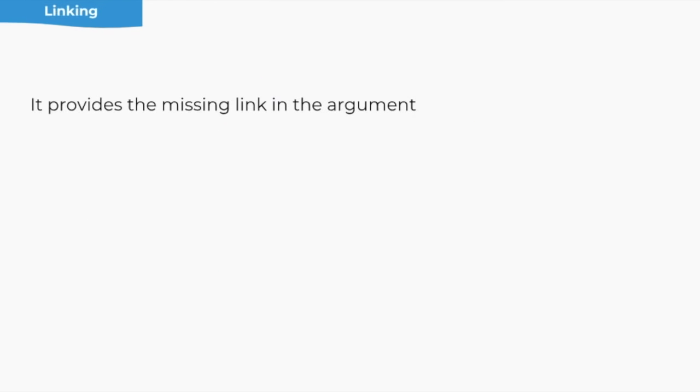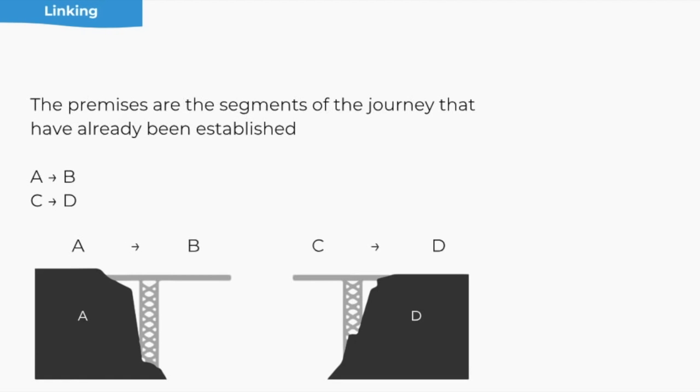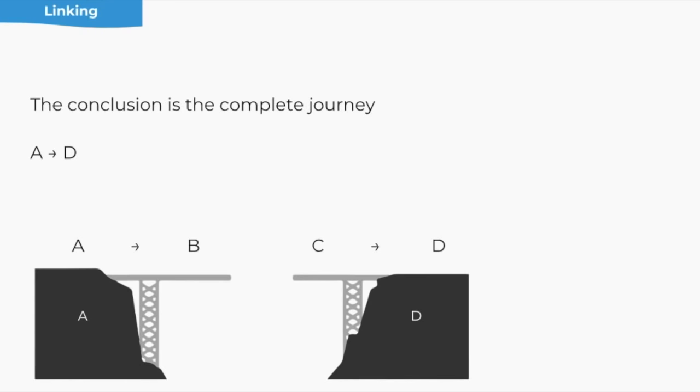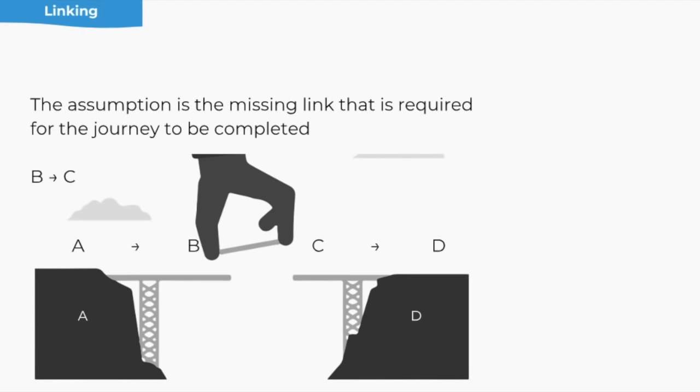In a linking form, you're trying to provide the missing link in the argument. And remember, the premises are the segments of a journey that have already been established. If you're trying to get from point A to point D, and they've given you that A implies B and that C implies D, the conclusion is the completed journey, and the assumption is the missing link in that journey. So you're trying to find if B then C in the answer choices to build a bridge to fill the gap in the journey.